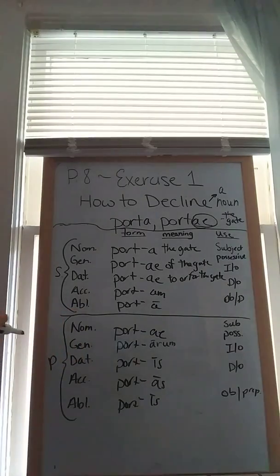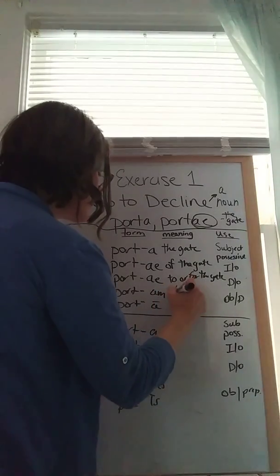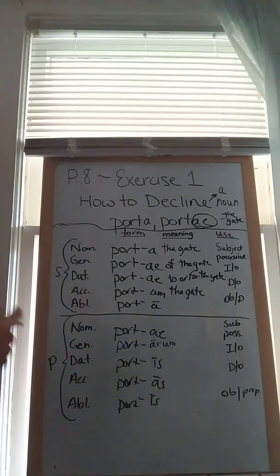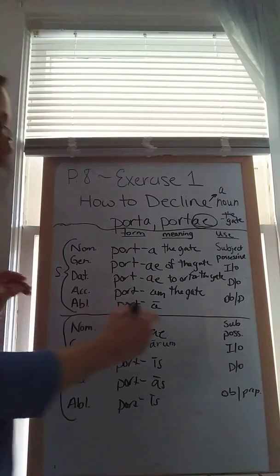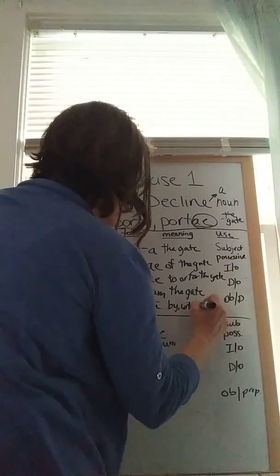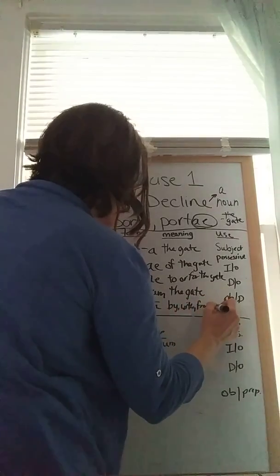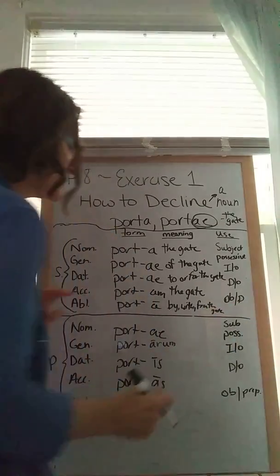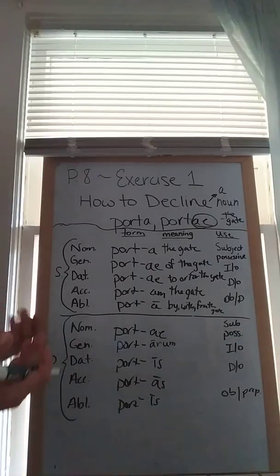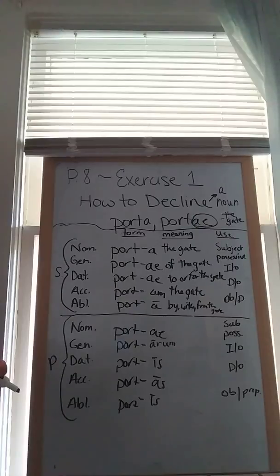The accusative would be the gate. And the ablative would be by, with, from the gate. And this would be the same through the plural, only you would add the plural endings. The gates, of the gates, to or for the gates, by, with, from the gates. And so this is how to decline a noun.